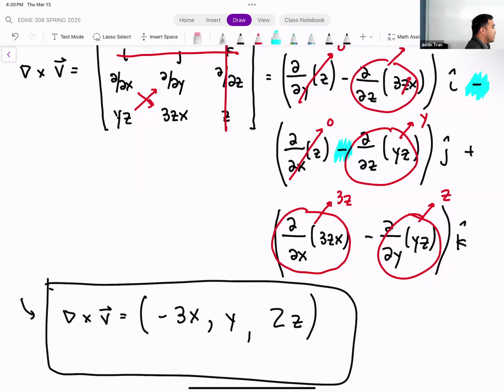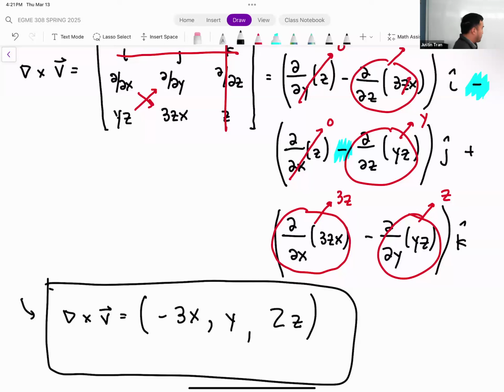You want us to show this in that form? You can keep it in i hat, j hat, k hat form. Whatever is most fun. Any other questions on this? Okay, good.